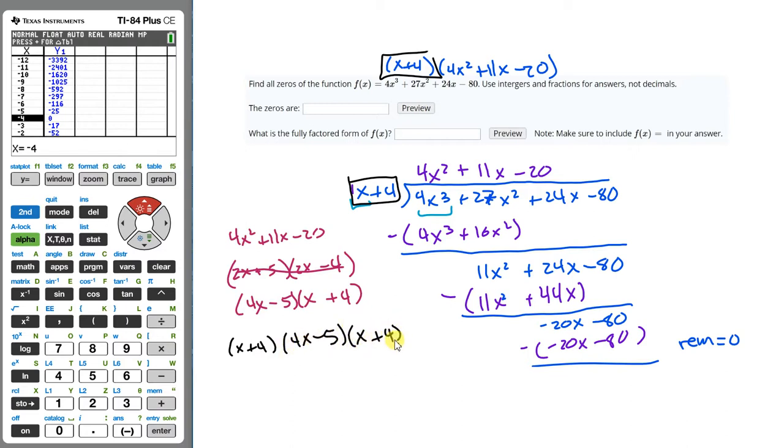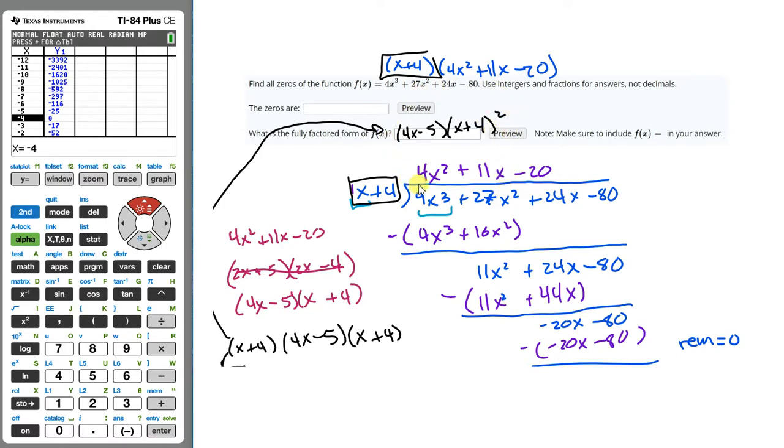That's called a repeated root. So when you have two copies of the same root, we usually just use a power 2 on it. Okay, so we would write this. It looks like it's not letting me write down there. We would write this as 4x minus 5, and then x plus 4 to the power 2.